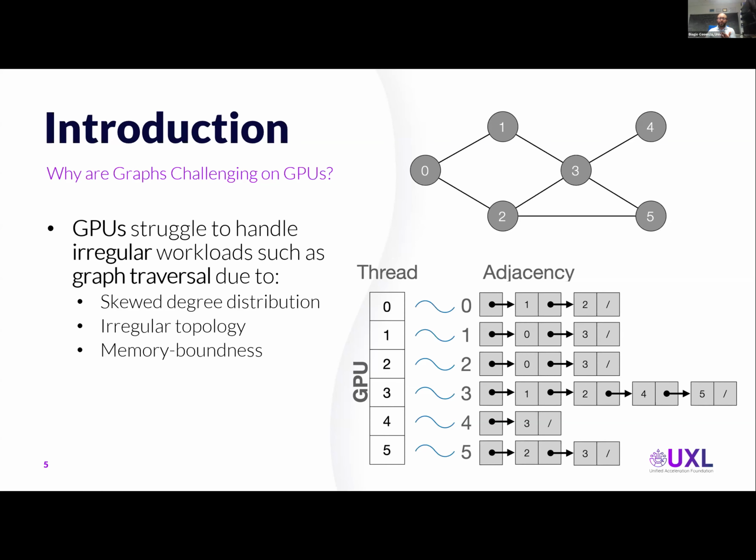If you think about graphs, you may have a skewed degree distribution, which means that some vertices may have only a few neighbors, while another one can have many neighbors, and this will lead to a lot of load imbalance and thread divergence. This is not good for the GPU. The topology itself is irregular, so we have many unpredictable memory accesses, and unpredictable memory accesses are not good for GPUs either.